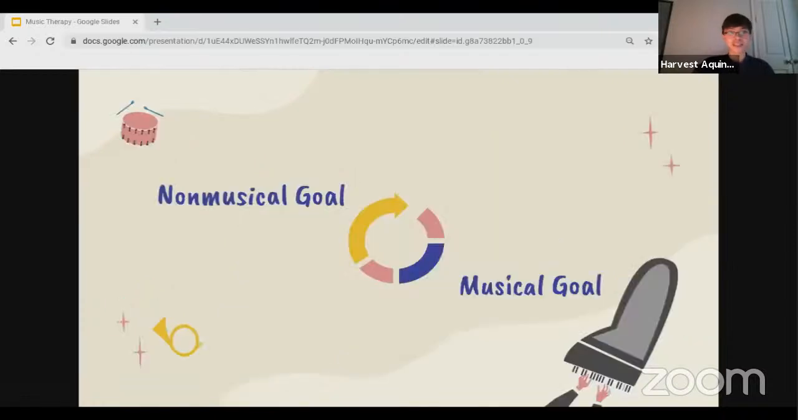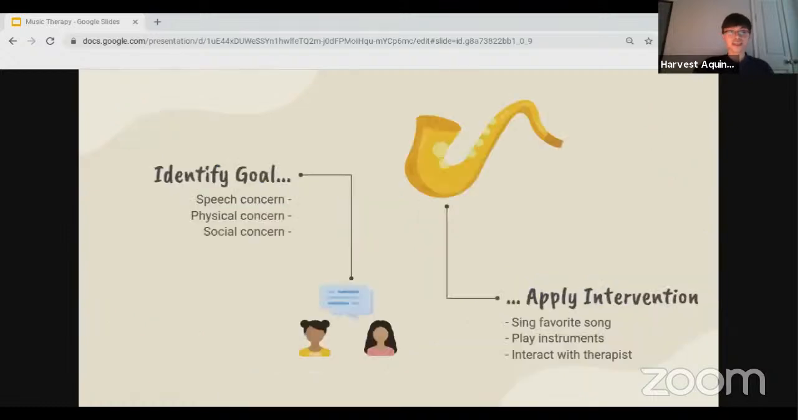My personal favorite way to explain what music therapy is almost like a cycle. First, a concern is addressed, then the music therapist will incorporate music interventions to then accomplish non-musical goals. And this occurs until all the goals are met. As an example, say someone has a speech concern that they or their guardian may want to address.